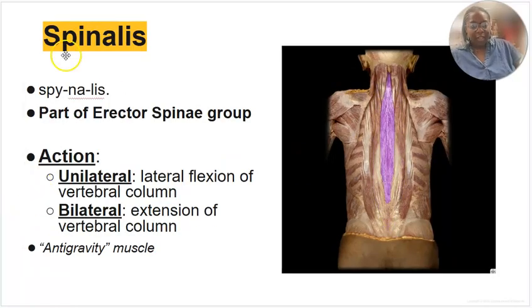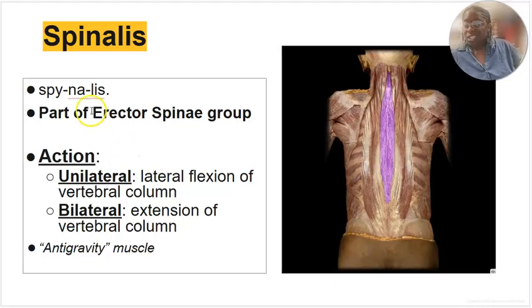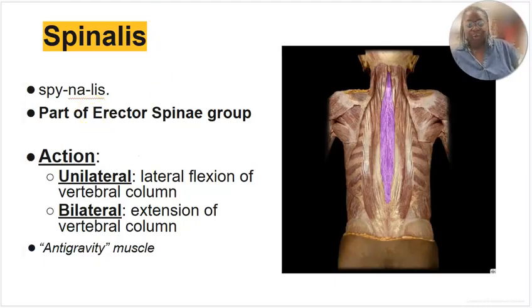Next up, we have spinalis. This one is also a part of the erector spinae group. Its unilateral actions are going to be that lateral flexion yet again, and then also extension of the vertebral column when both parts of the spinalis are contracting.